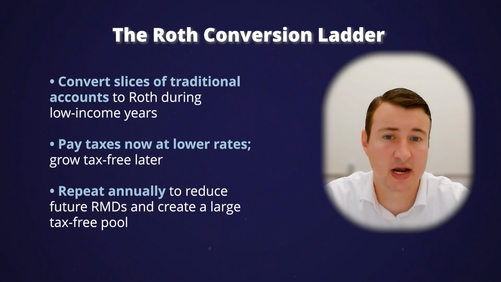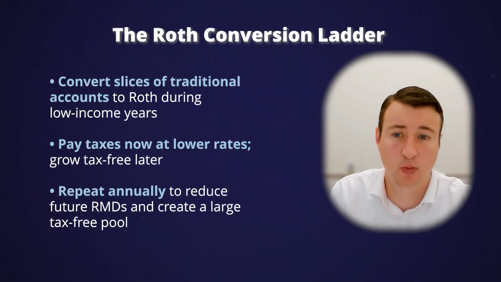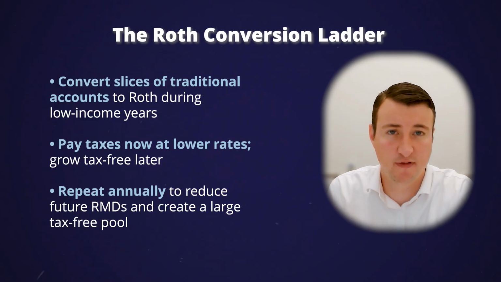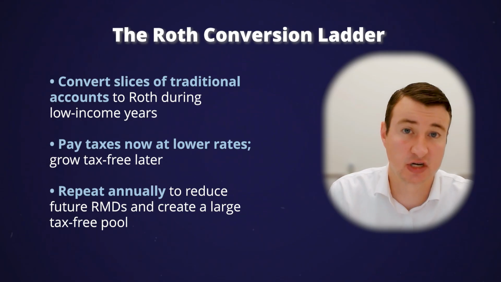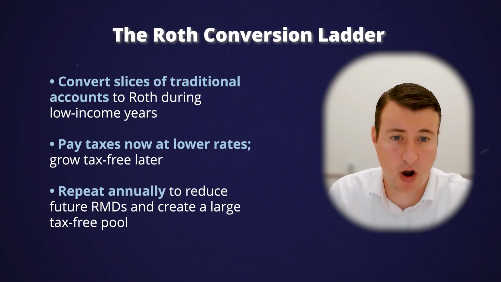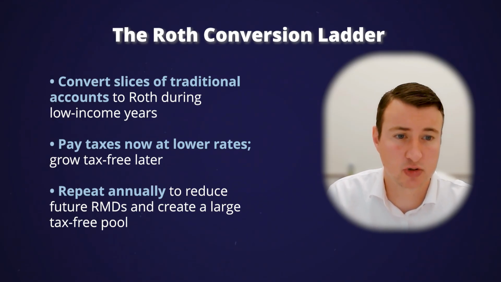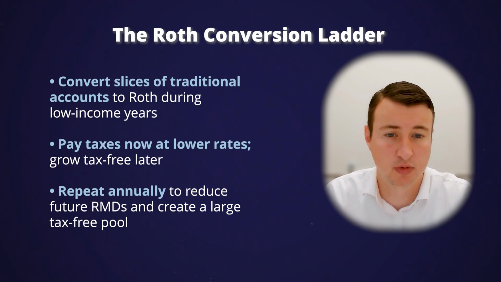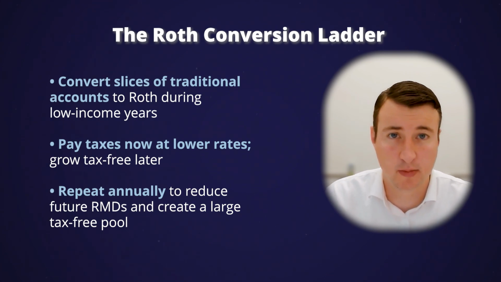You want to repeat this annually, filling up your preferred tax bracket without spilling into higher ones. Over 5 to 10 years, you can gradually shift a significant portion of your pre-tax money into Roth, reducing future required minimum distributions and creating a large tax-free pool to draw from later on or to leave to your beneficiaries.